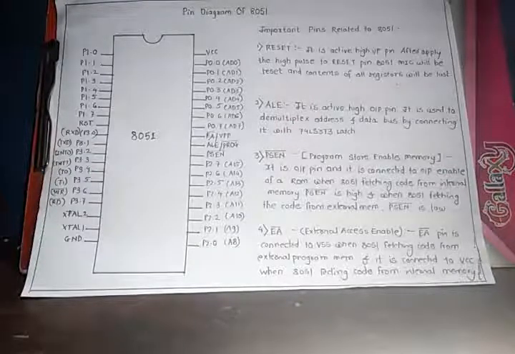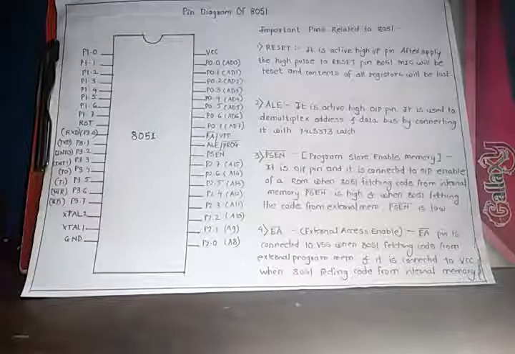Then third is PSEN bar, that is nothing but program store enable. It is an output pin and it is connected to the output enable of ROM, that is read only memory. When 8051 is fetching code from the internal program memory, PSEN bar is high, and when 8051 is fetching code from the external program memory, PSEN bar is low.